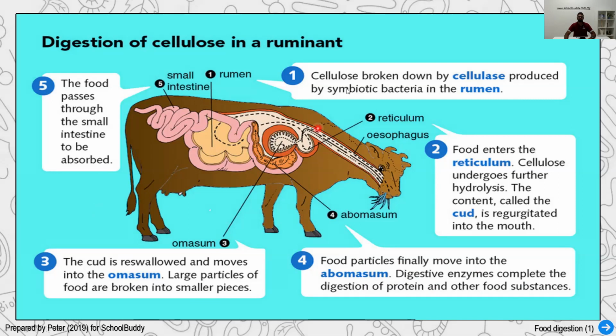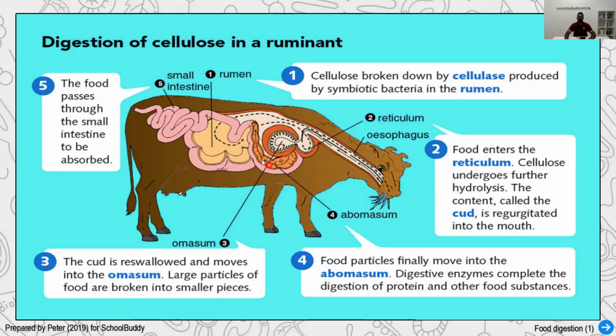So just to recap, the grass will be taken in and digested by cellulase, and then the food will reach the reticulum and be further hydrolyzed into something called a cud, and later be pushed back into the mouth, and then further chewing happens here.